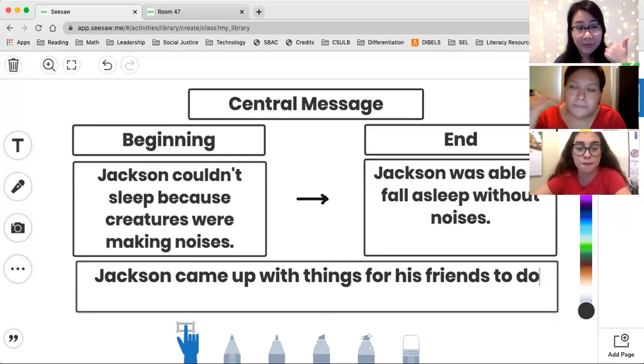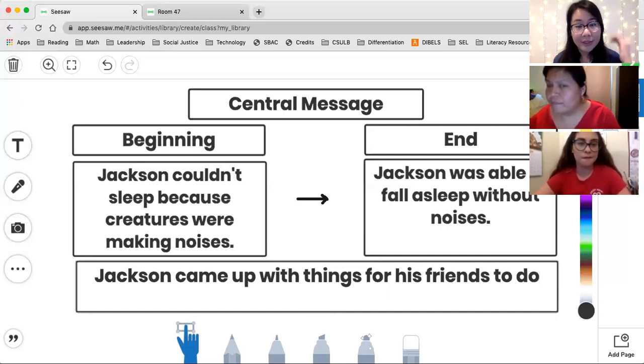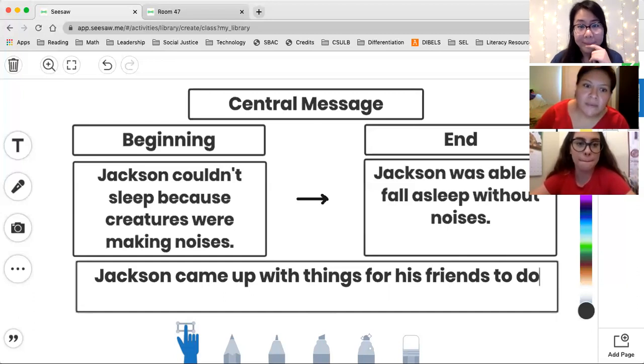Awesome. And I love that. I think that's very true. That's one of the ways that he solved that problem. The monsters keep saying that they're bored, but Jackson was the one who went and helped them figure it out. Miss Rosales, did you want to add on to that?